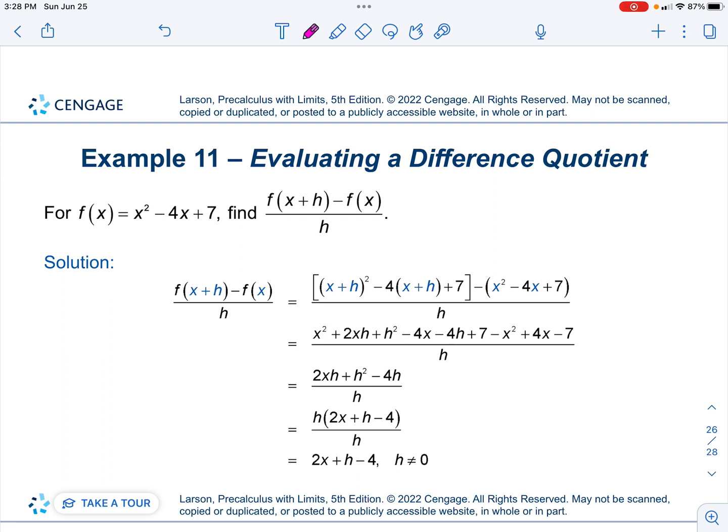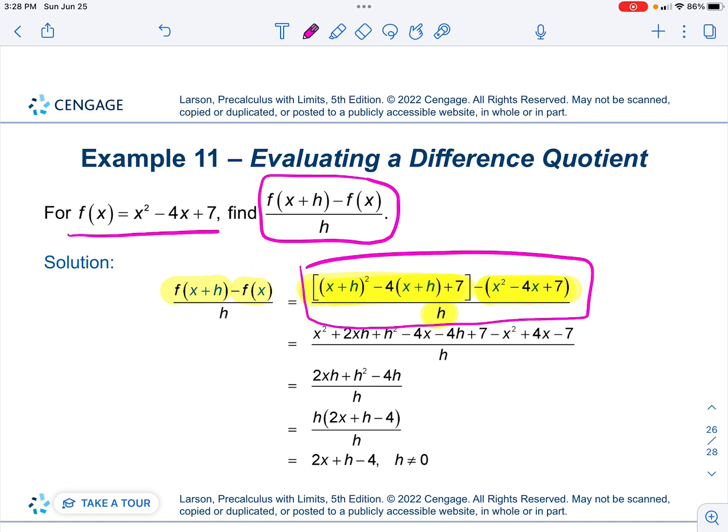Here it says we have a function, f of x equals x squared minus 4x plus 7, and it asks us to find the difference quotient. So what that would be is first f of x plus h, which is taking the function and plugging in x plus h. Then f of x is taking the function and just plugging in x for x, or just copying it, and then divide by h. So my whole equation applied to my function is here. This is simplifying, simplify, simplify, until you finally get to the end.